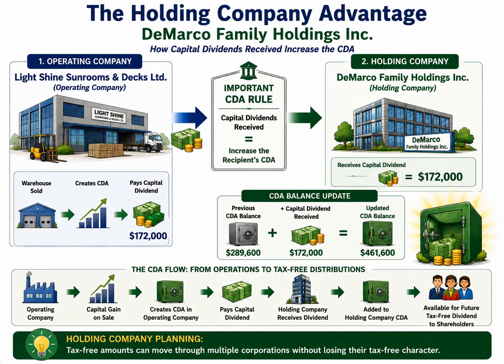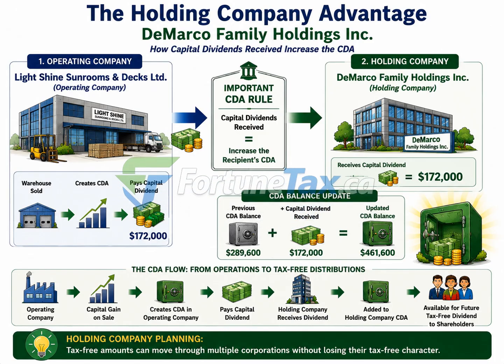Let's continue the DeMarco Family Holdings example and look at one of the most valuable features of the Capital Dividend Account system: the ability to move tax-free amounts between corporations without losing their tax-free character. On the left side of the slide, we have Lightshine Sunrooms and Decks Limited, the operating company. At some point, the operating company sells a warehouse and realizes a capital gain. As a result, the operating company generates a CDA balance.